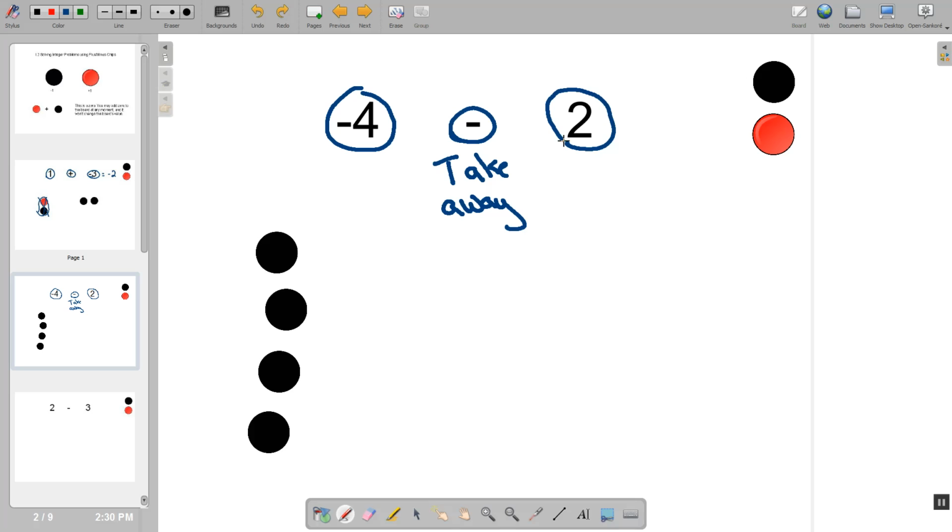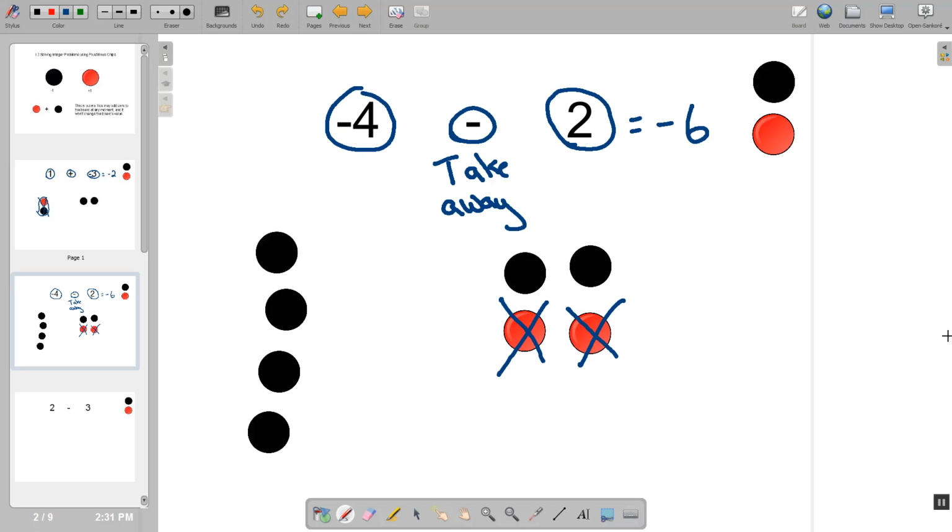two positive chips. We do not have any positive chips on the board to take away, so that means we have to add 2 zeros to the board. So there's our first 0. And here's our second. So the board's value is still negative 4. The board's value has not changed. But we now have 2 positive chips to take away. So we get rid of 1 and 2. And we are left with 6 negative chips left on the board.